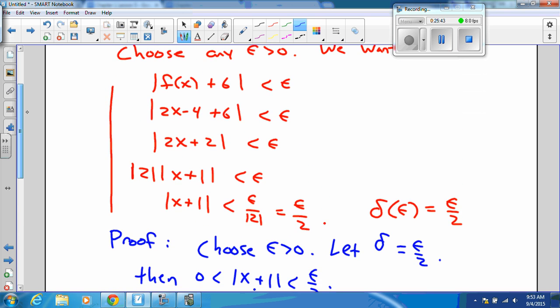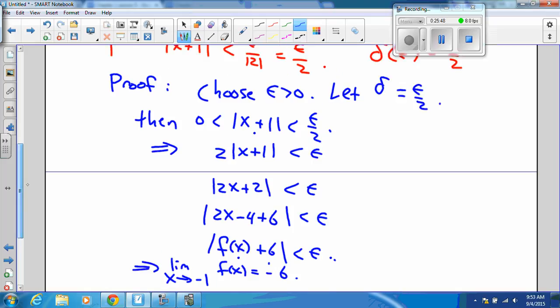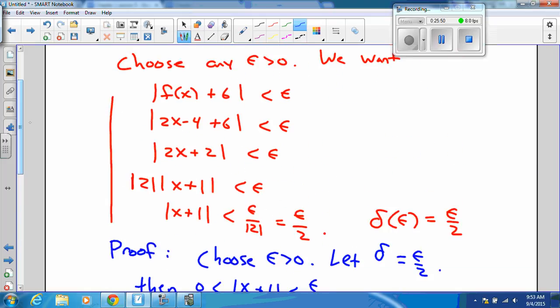And we can conclude that the limit as x goes to negative 1 of f(x) is in fact negative 6. Now I want to compare and contrast the stuff in red with the stuff in blue. The stuff in blue is our actual proof here. And the stuff in red was what we used to find our delta, but it's really scrap work. And if you see the pattern, then that scrap work is actually not really necessary.